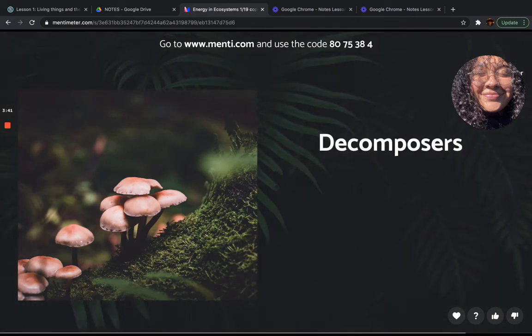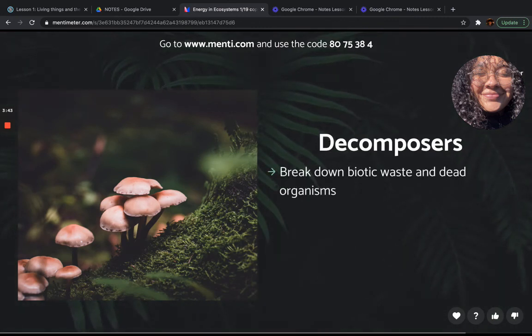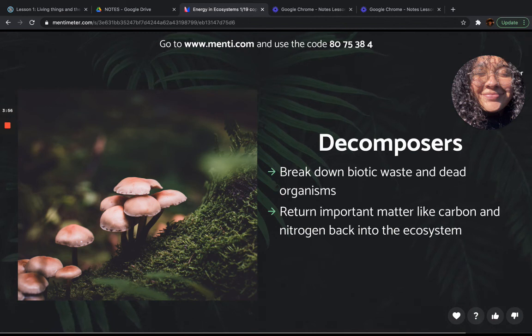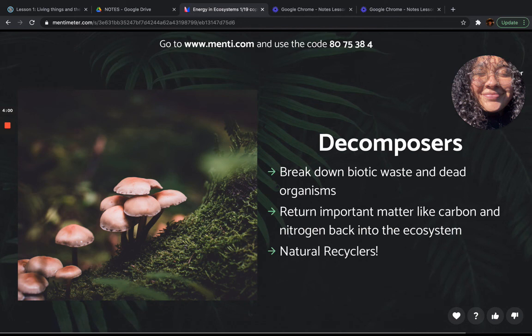So next, there's decomposers. They break down the biotic waste and the dead organisms. And they return important matter like carbon and nitrogen, which are building blocks of life, back into the ecosystem. So they're like the natural recyclers. They're breaking down the biotic waste and those dead organisms and returning the carbon and nitrogen back into the ecosystem to be used again.